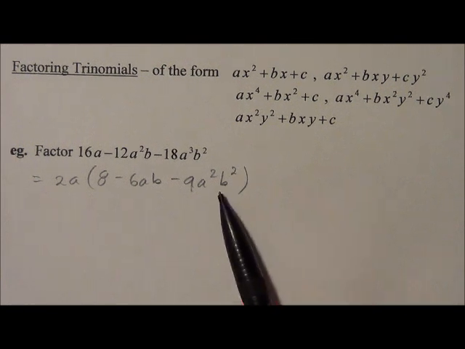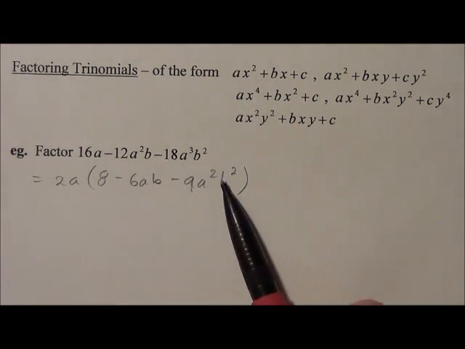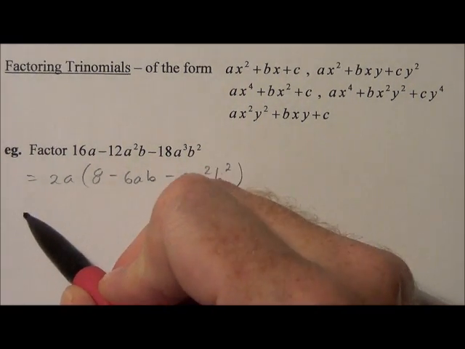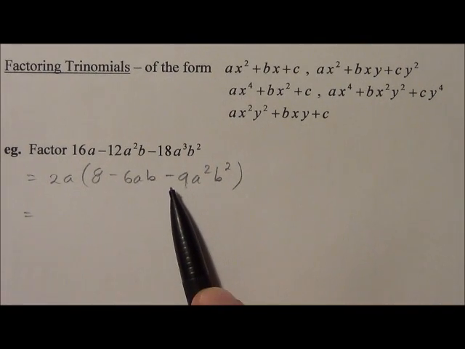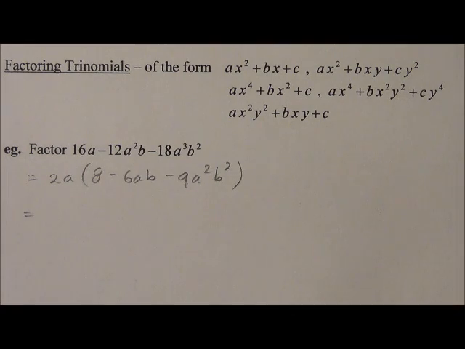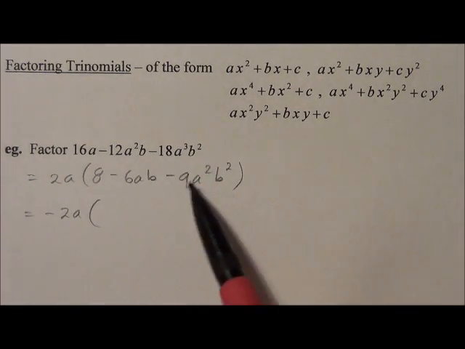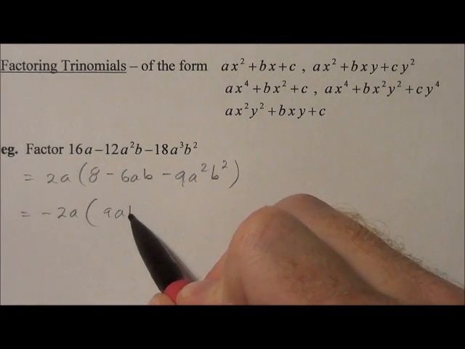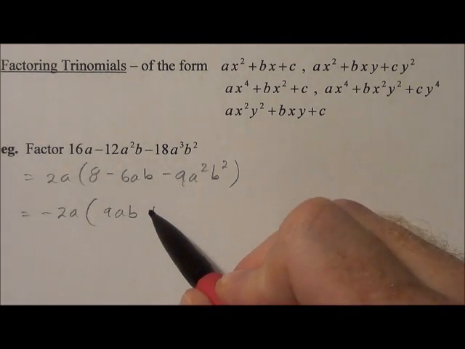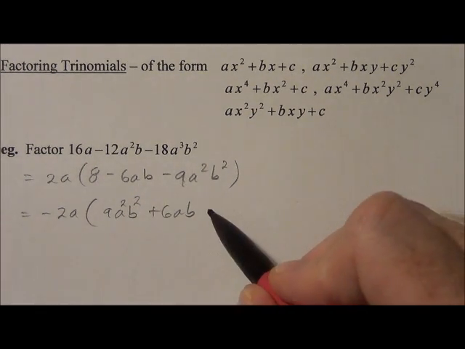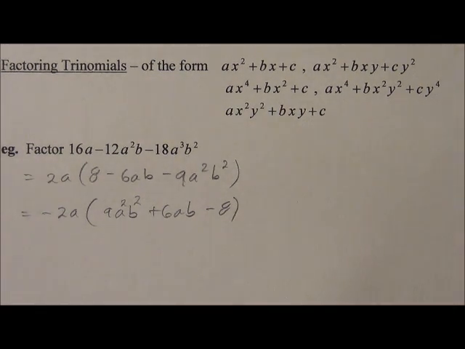Now what I like doing is I usually like having this squared term at the beginning, because that's what I'm most comfortable seeing. So I'm just going to turn that around, and at the same time I want that expression to begin with a positive, so I'm going to factor out that negative at the same time. So factor out a negative and put it in front of the 2a. Then we're going to have 9a squared b squared plus 6ab, and then minus 8.